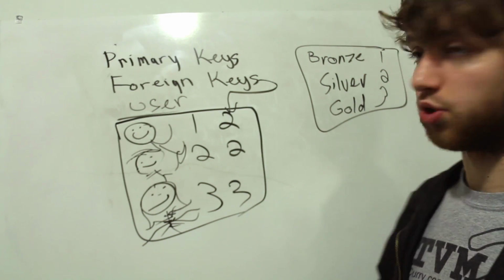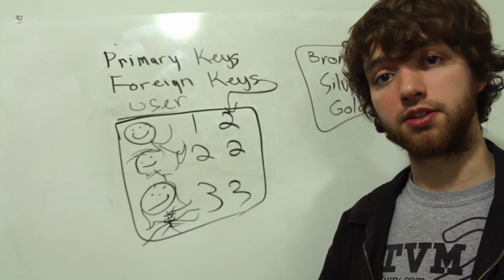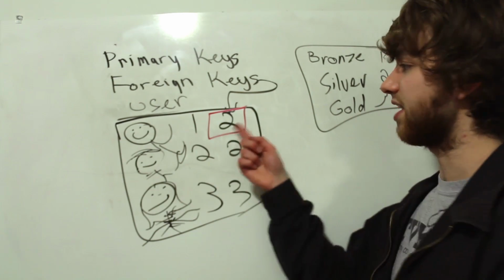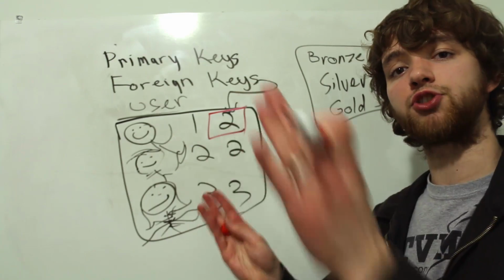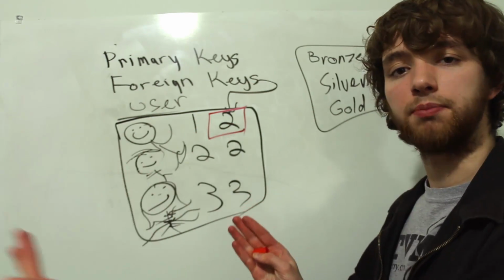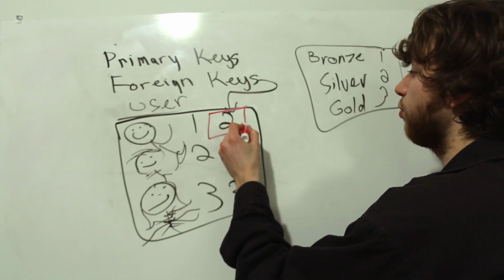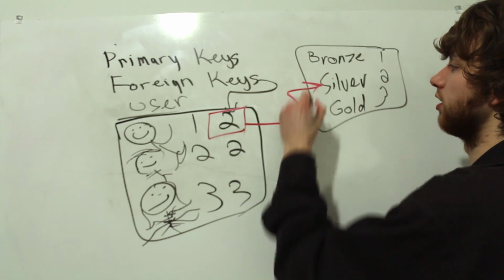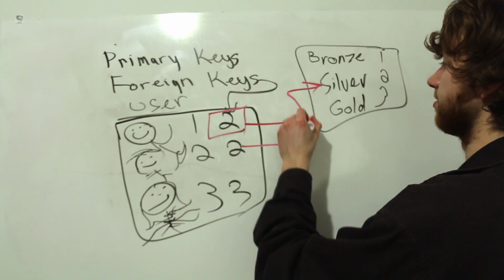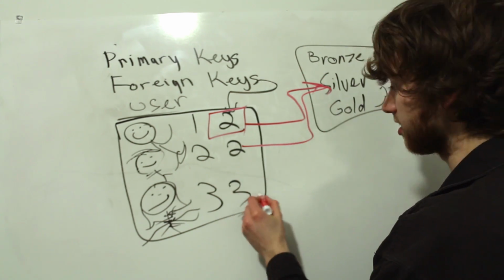Now there's a link between the foreign keys and the primary keys. See this number here? Well, this is a foreign key, and it has to match a row with the same primary key. So this foreign key references the silver. This one also references silver. This one represents gold.